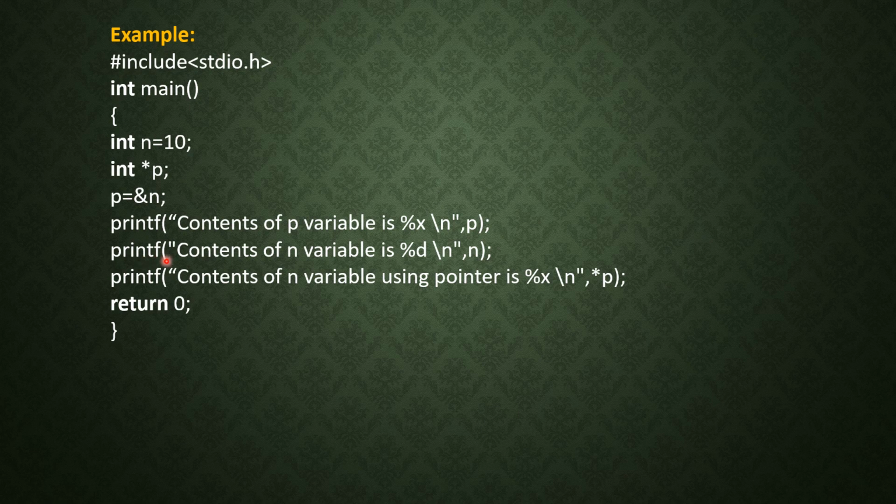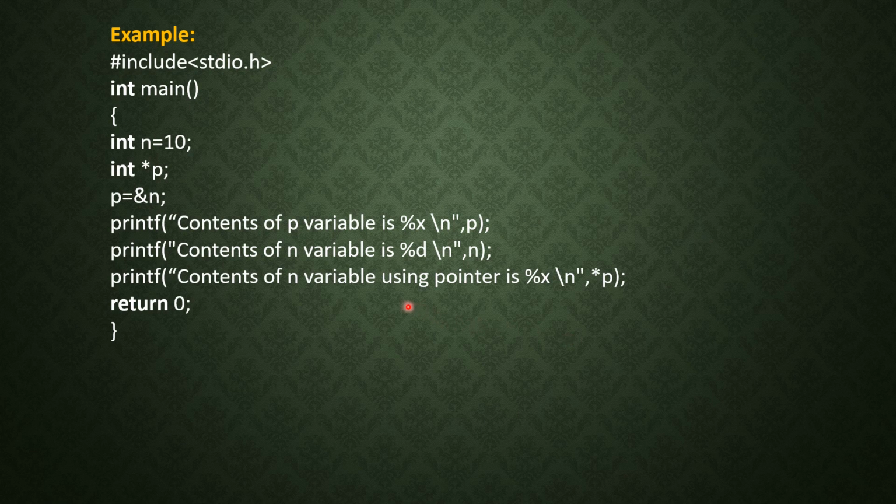In the next printf we have contents of n variable is. What is the contents of n? That is 10, so 10 will be printed. And next, contents of n variable using pointer is. Contents of n is 10. I have to print the 10, but I should not use the n variable.